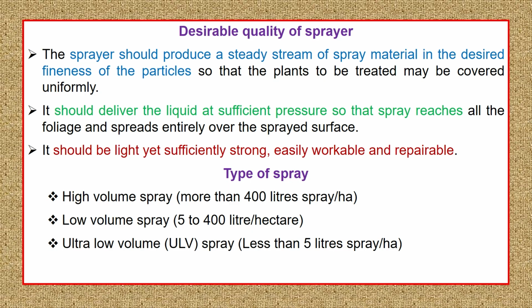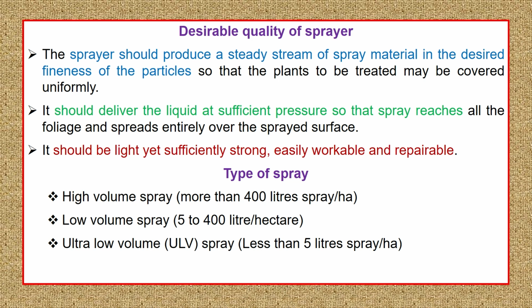The target is the crop. The crop must receive the spray droplets as the spray is ejected out of the nozzles, and that is only possible when the chemicals are sprayed at the right, sufficient pressure. The last desirable quality of a sprayer is that it should be light in weight, strong enough to withstand all the loading forces acting upon it, and easily workable and repairable. Any sprayer having all these three characteristics is said to be a good one.